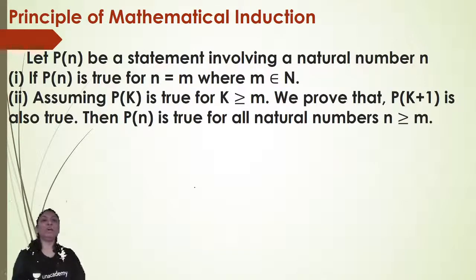First, if P(n) is true for n equal to m, where m belongs to N, where m is a natural number, and assuming that P(k) is true for all k greater than or equal to m, we then prove that P(k+1) is also true. Then P(n) is true for all natural numbers n greater than or equal to m.